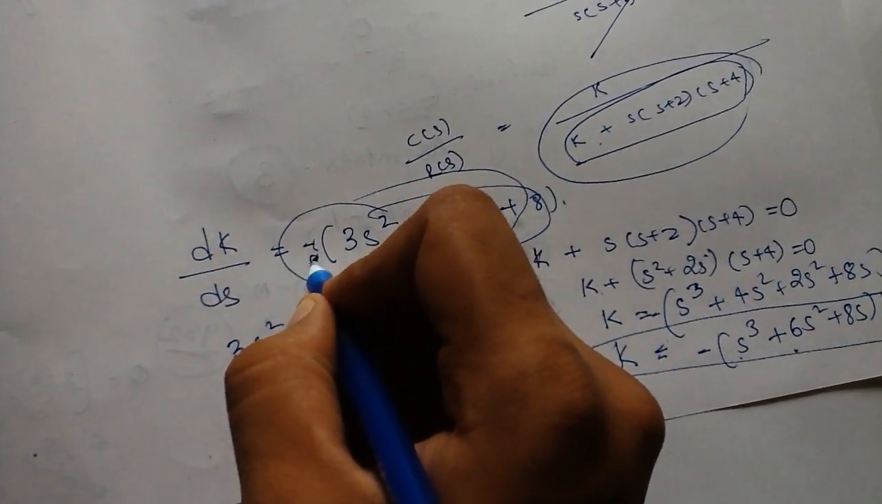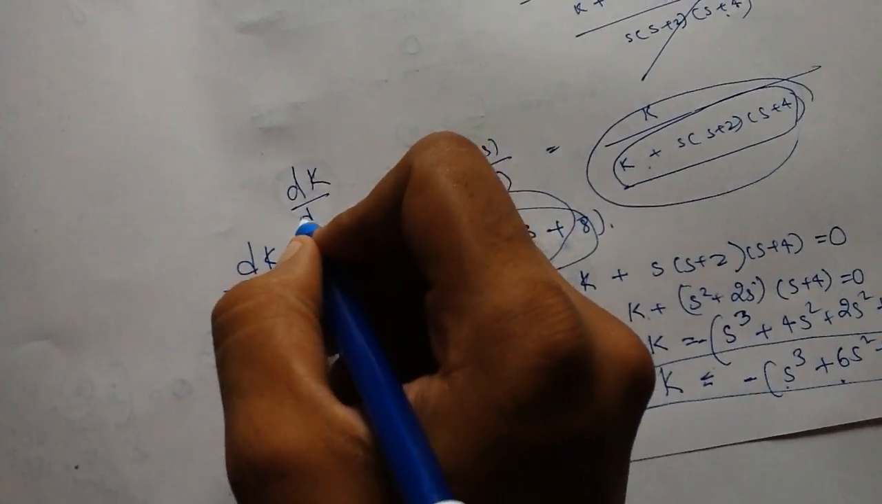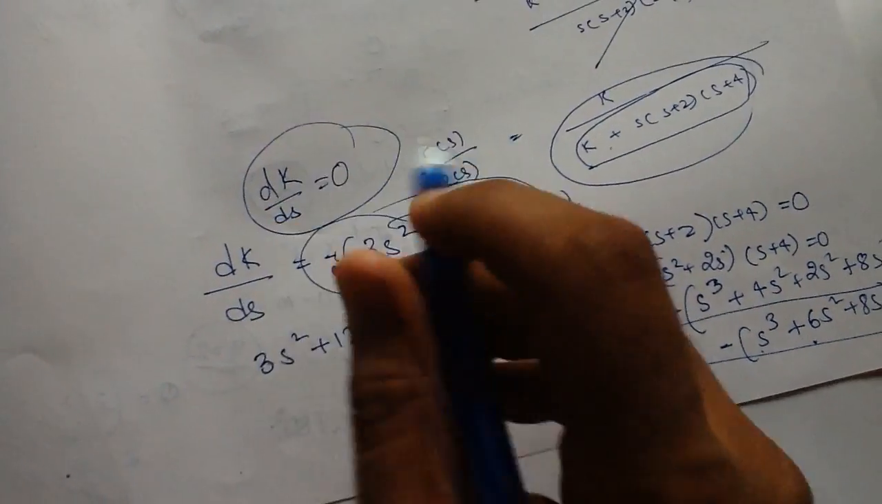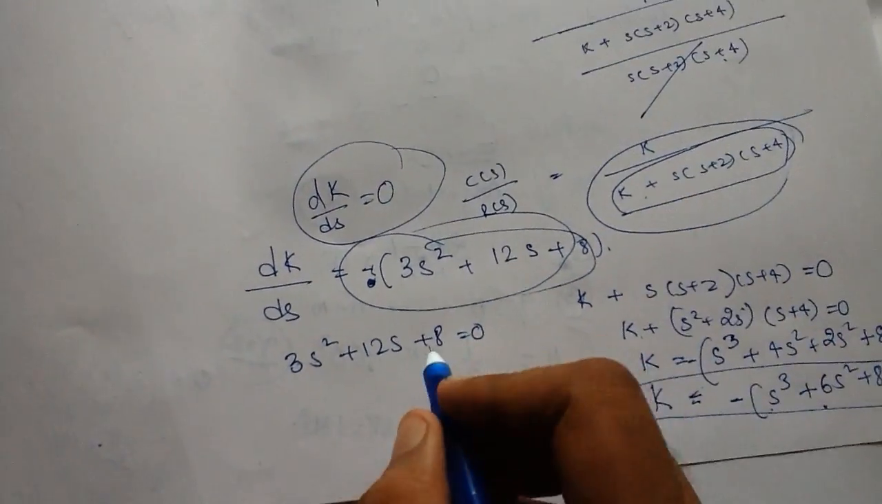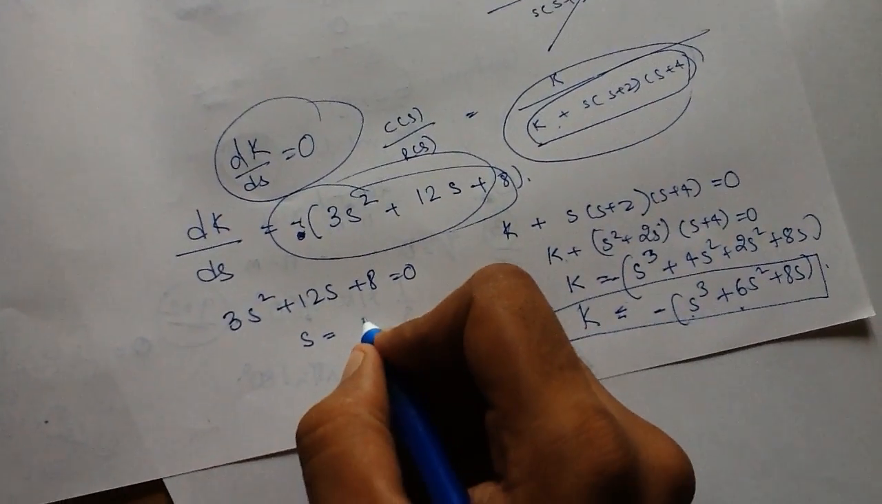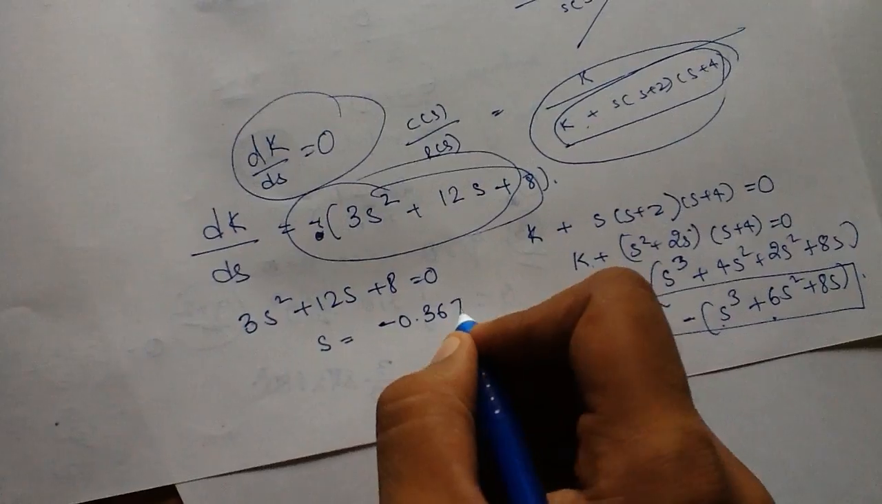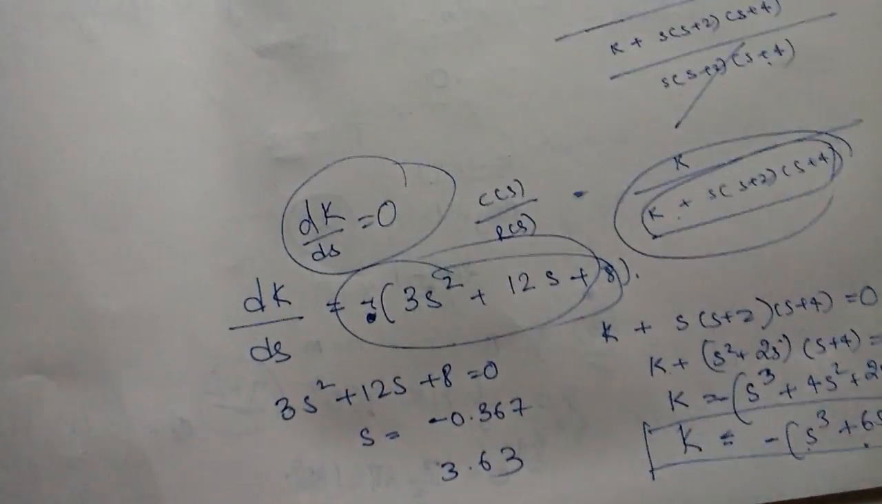Don't bother about the negative sign, you have equated to 0. So equate dk by ds to 0. Only then you will get to know what the breakaway points are. So from this I have found out s to be minus 0.367 and 3.63, not to waste time.